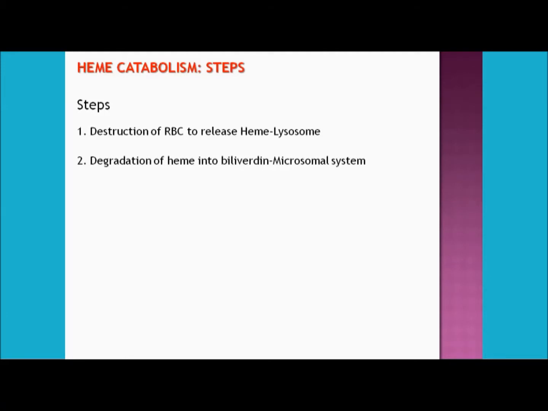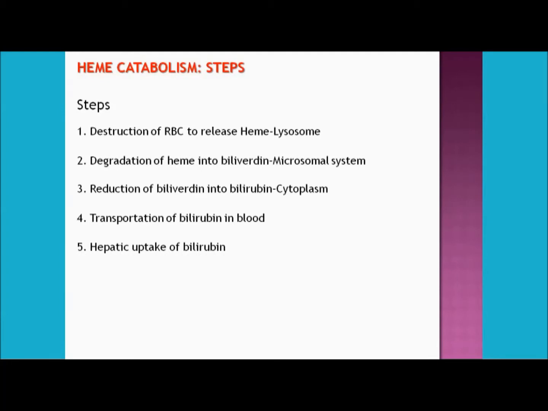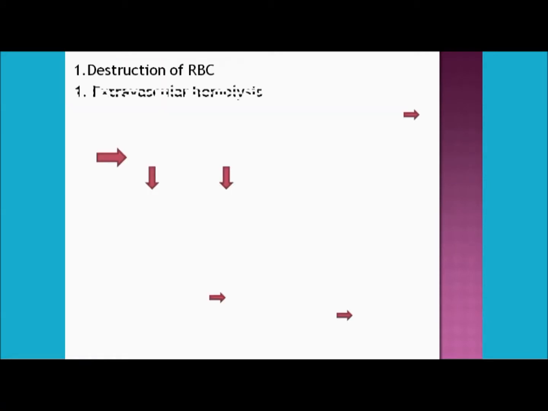This action is performed by the microsomal system. The next step is the reduction of biliverdin into bilirubin. It takes place in the cytoplasm. Then the transportation of bilirubin into the blood. Then hepatic uptake of bilirubin, conjugation of bilirubin in the liver, and finally the deconjugation of bilirubin in the intestine. So these are the steps which we are going to discuss now in a sequential manner. Last, it is the excretion part. So let's start with the destruction of the RBC.